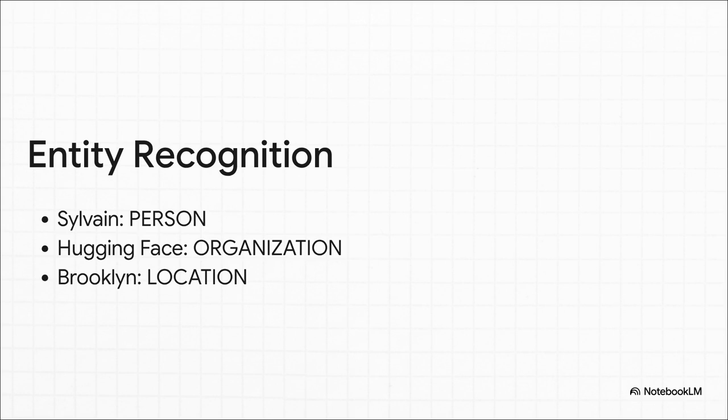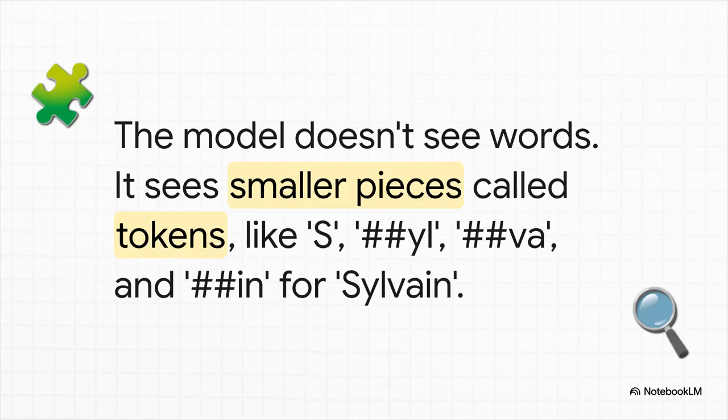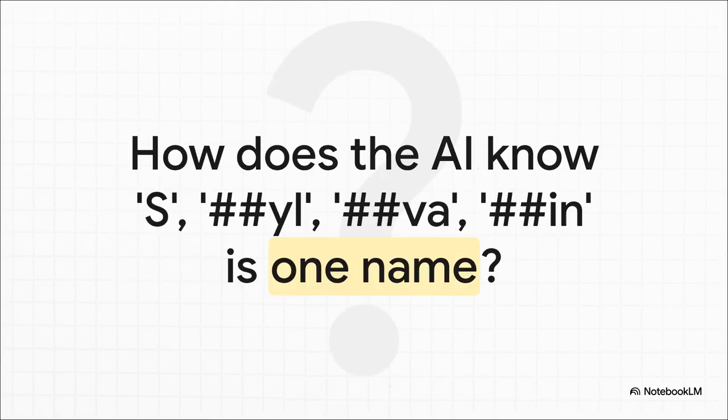But here's the kicker. The way the model sees this text is, well, it's not like how we see it at all. You see, behind the curtain, the model isn't reading words. It's chopping everything up into these little pieces called tokens. So a name like Sylvain gets totally shattered into 4 different parts. And those double hashes you see, that's just a signal that these pieces are attached to the word before them. So that's the big question, right? If the AI is just looking at this jumble of fragments, how in the world does it know to glue S, Helava, and Helene back together and realize, oh, that's all one name, Sylvain?